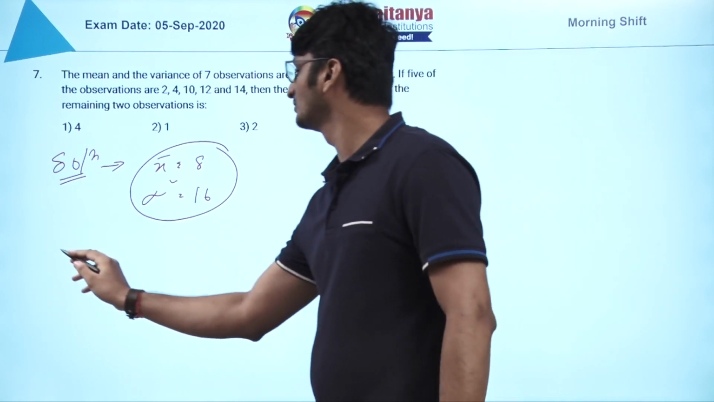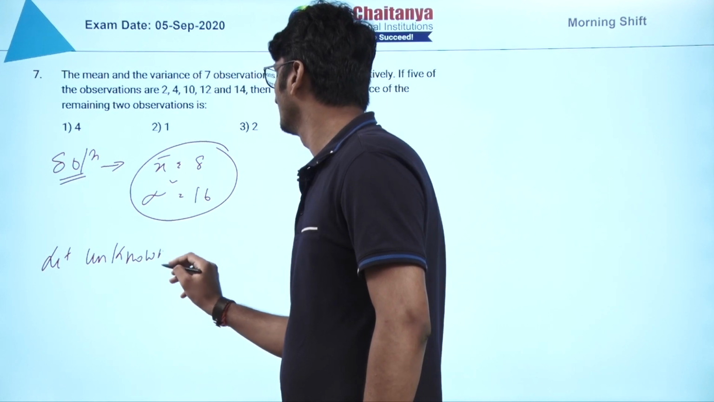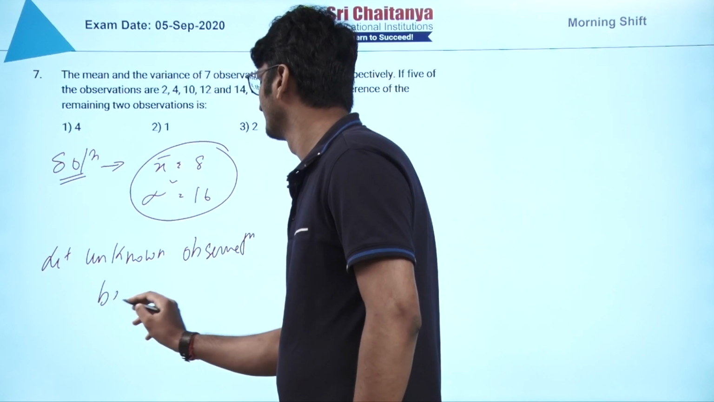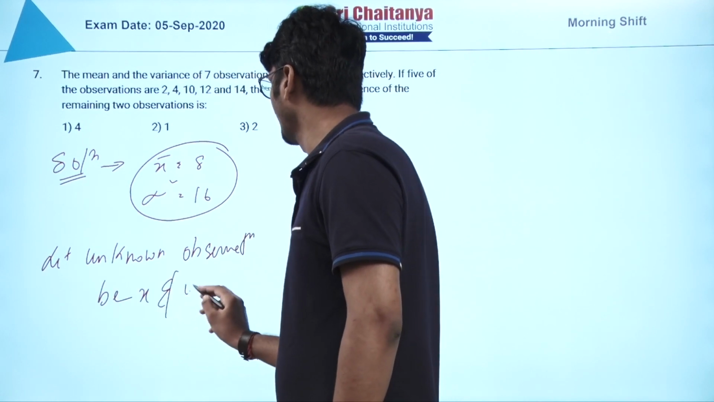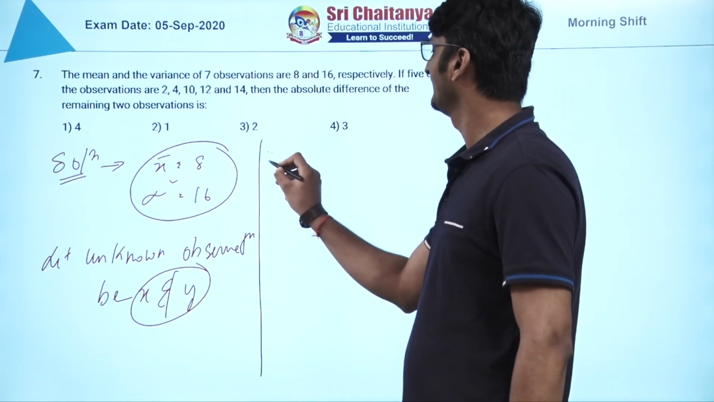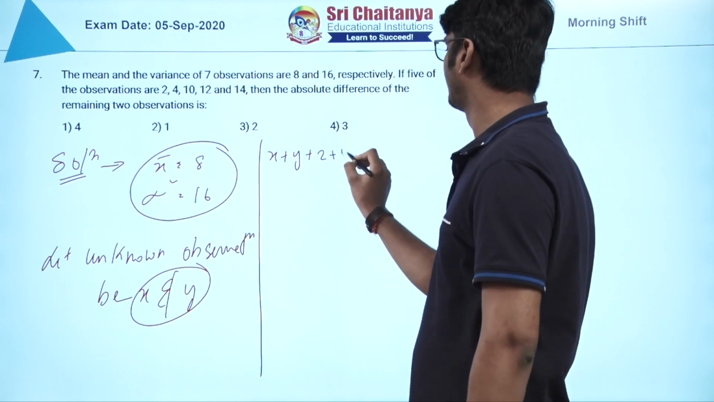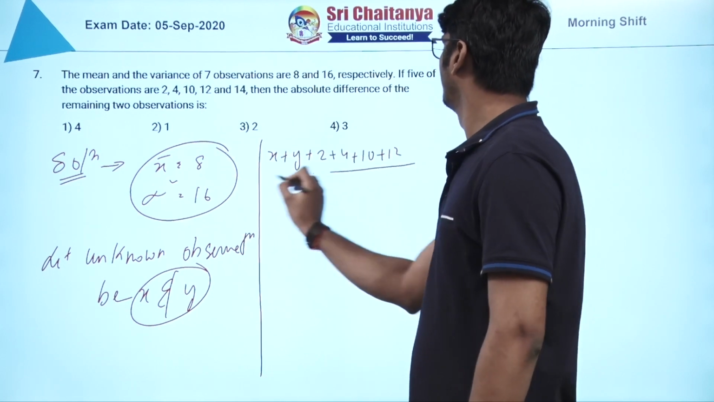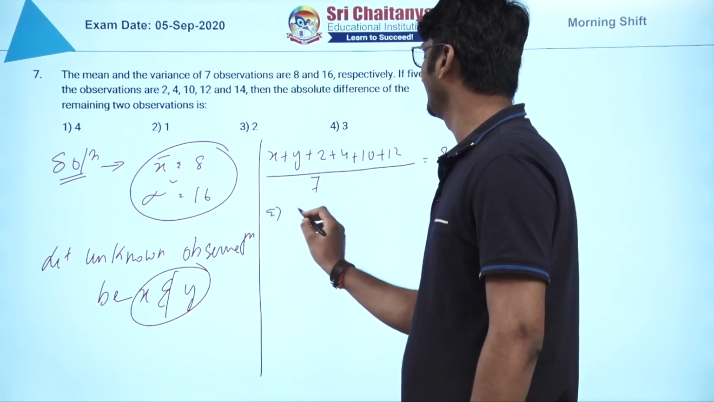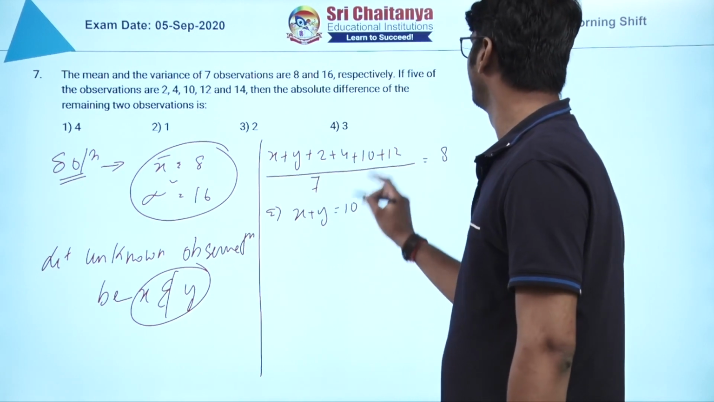Let the two remaining unknown observations be x and y, we are assuming it. Okay. So, therefore, x plus y plus 2 plus 4 plus 10 plus 12 by 7 is given as 8. If you simplify, you are getting x plus y as 14 only, 56 minus 42, 14 only, correct.